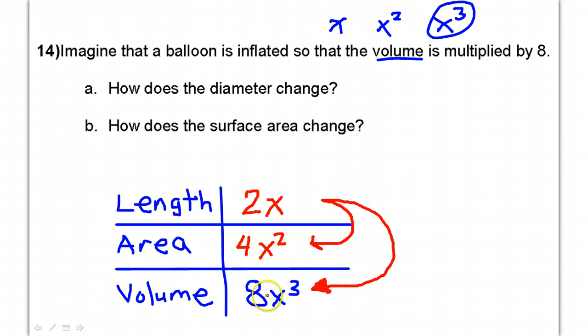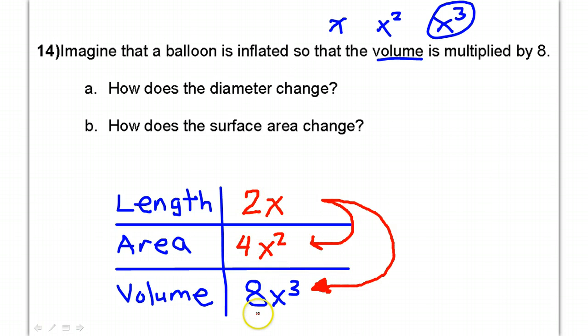Okay, so I'm basically working backwards. They gave me the volume was multiplied by 8. Well, the volume would only be multiplied by 8 if I started with a length of 2, because I have to cube it. 2 cubed is 8. But again, if the length is 2x, I square it to get the area, so that would make 4x squared.